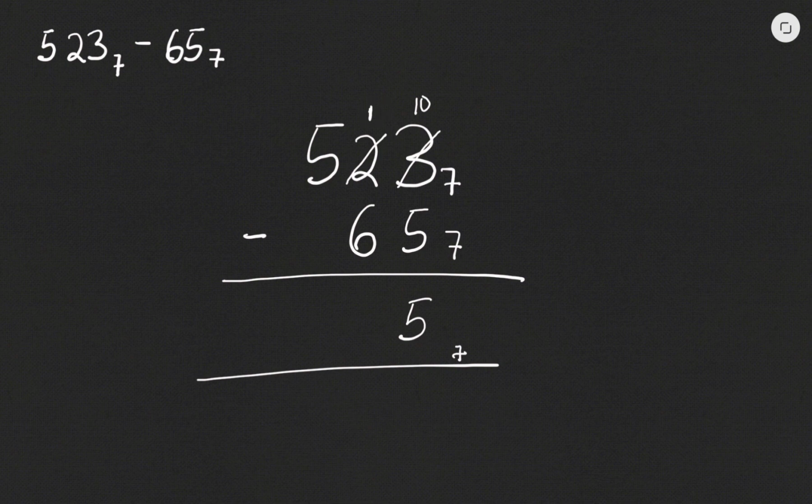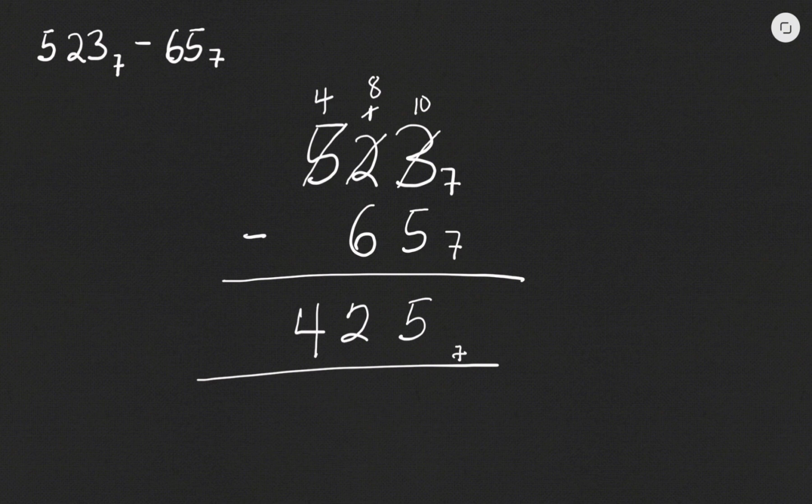So 1 minus 6 is impossible. So I have to borrow again. So I borrow 1 from the 5 over here. I'm left with 4. That 1 that I borrow, because we are dealing in base 7, becomes 7. So the 7 plus 1 over here becomes 8. So I now have 8. 8 minus 6, that will give me 2. So I have 2 over here. And then the 4 I have at the top over here, since there is nothing here, I will bring it down here. So my answer becomes 425 base 7 as my final answer.